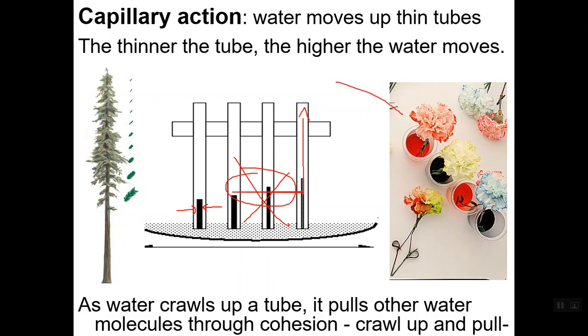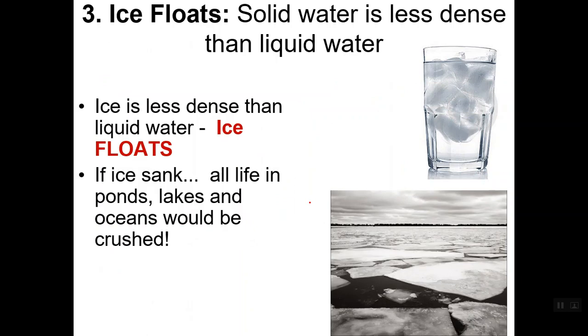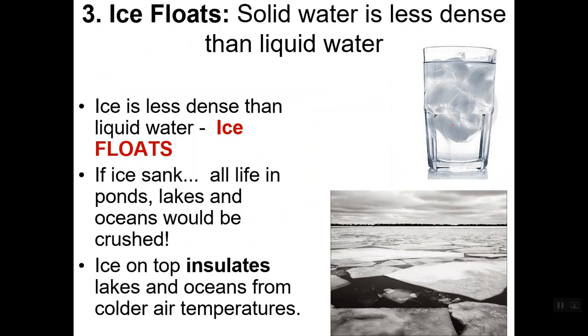This is also why you can color flowers, because capillary action pulls the water up the stem via cohesion and adhesion, and then you can get these nice colors. All right, water floats when it's a solid. So ice will float. This allows organisms to actually evolve and live and survive underneath it. Life would not have evolved if water sank when it froze.